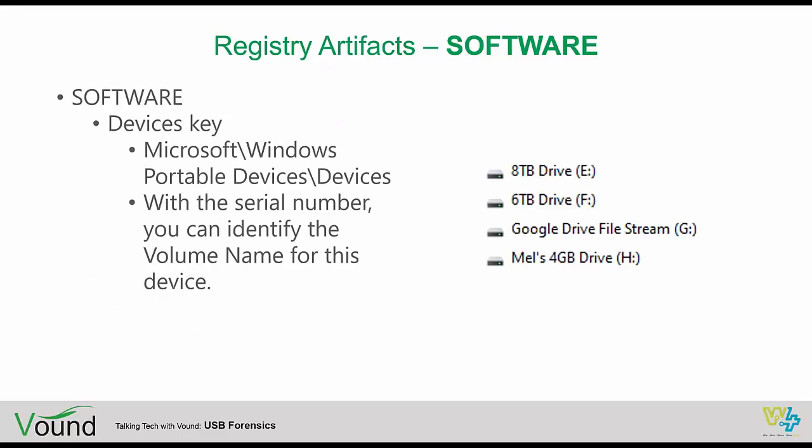Software. Here we have the devices key. With the serial number you got from the other keys, you can cross-reference and identify the volume name in this case. And basically that's just going to give you that name that you see in Windows Explorer when you plug in your flash drive and it populates in Windows Explorer.